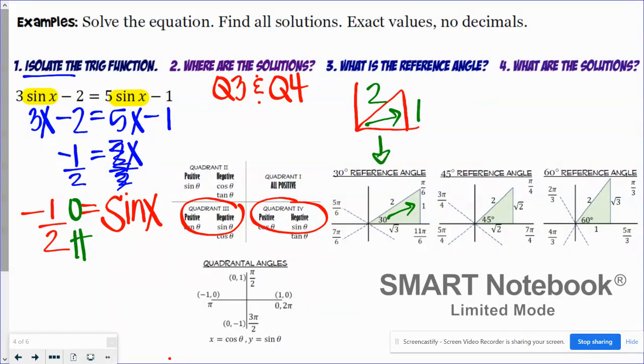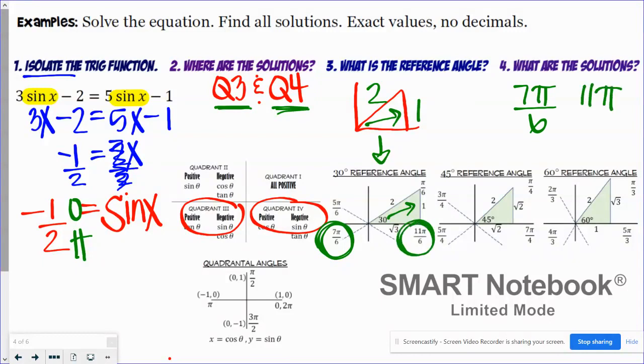And finally, what are the solutions? Remember, we said our solutions were in quadrant 3 and in quadrant 4. Well, in quadrant 3, the answer angle is 7 pi over 6. And in quadrant 4, the answer angle is 11 pi over 6. So those are my two solutions.